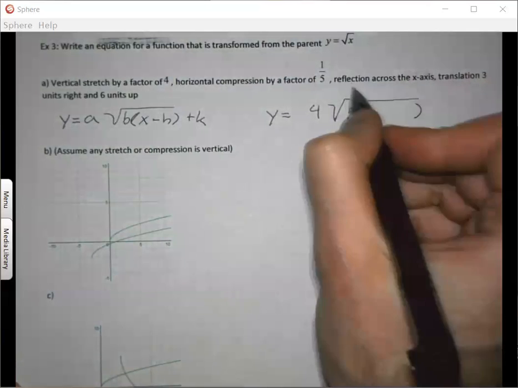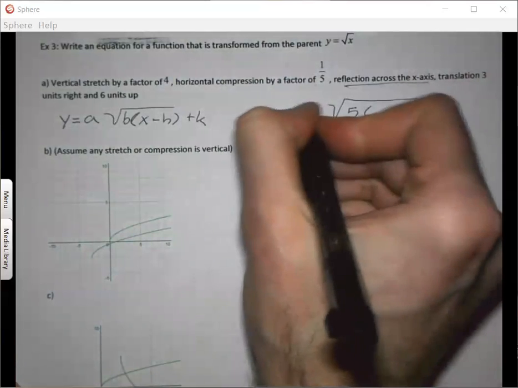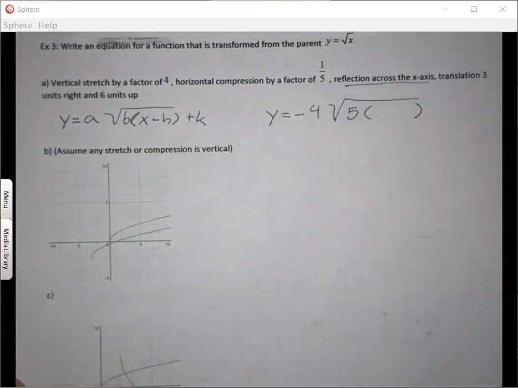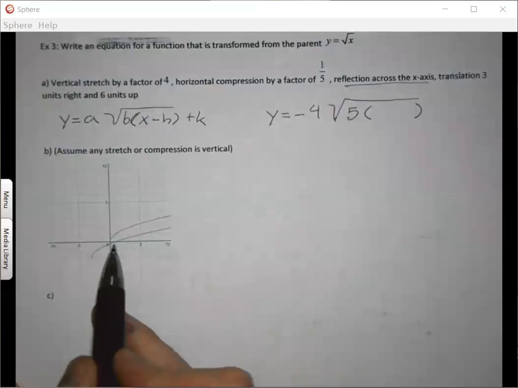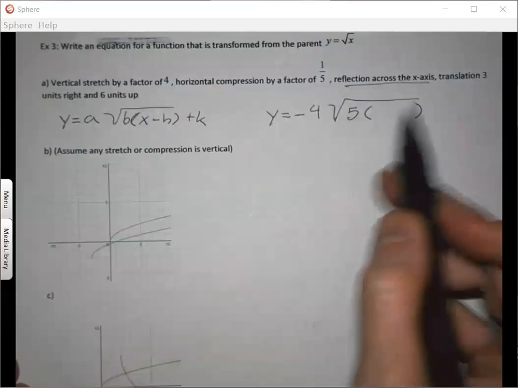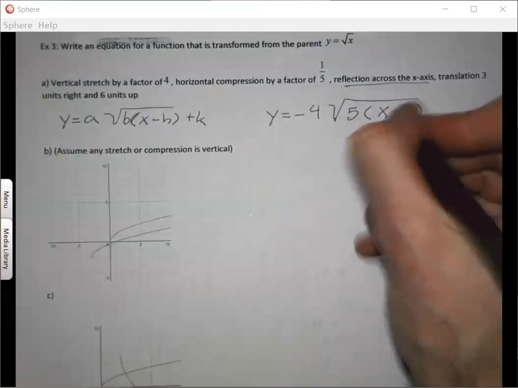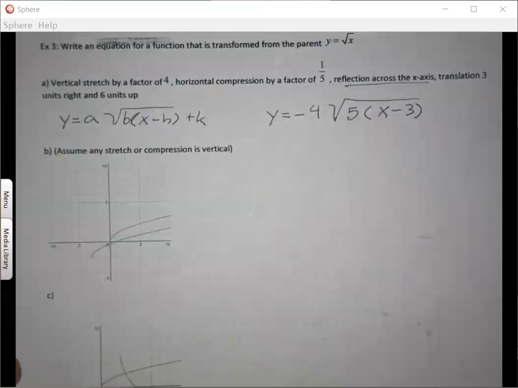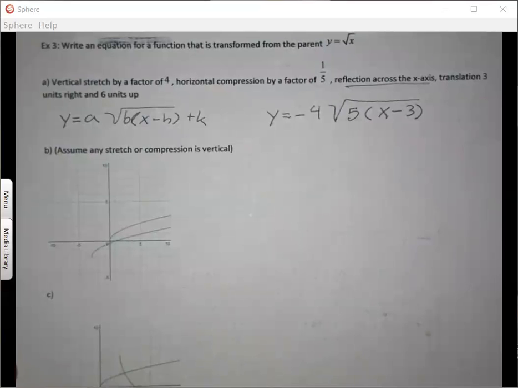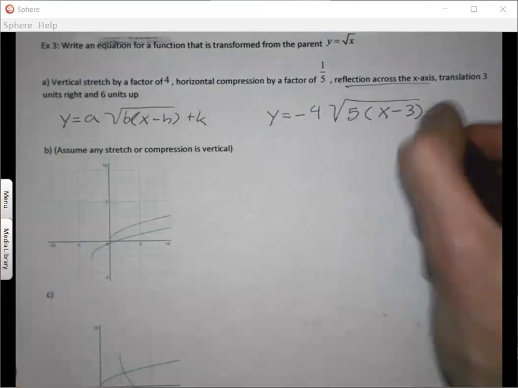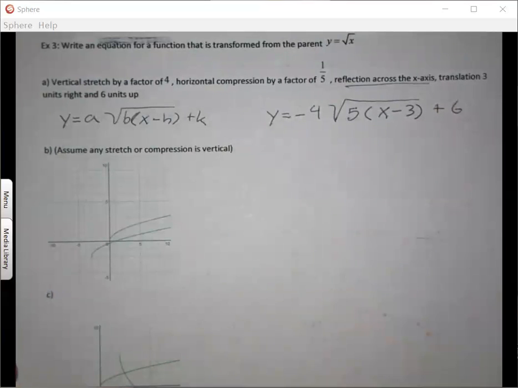Reflection across x, so reflection going to be a negative. Translation 3 units to the right. So if we're going to the right, we'd be going in the positive direction. The inside is opposite, so we need to make it -3. And then we're going to do 6 units up, or +6.